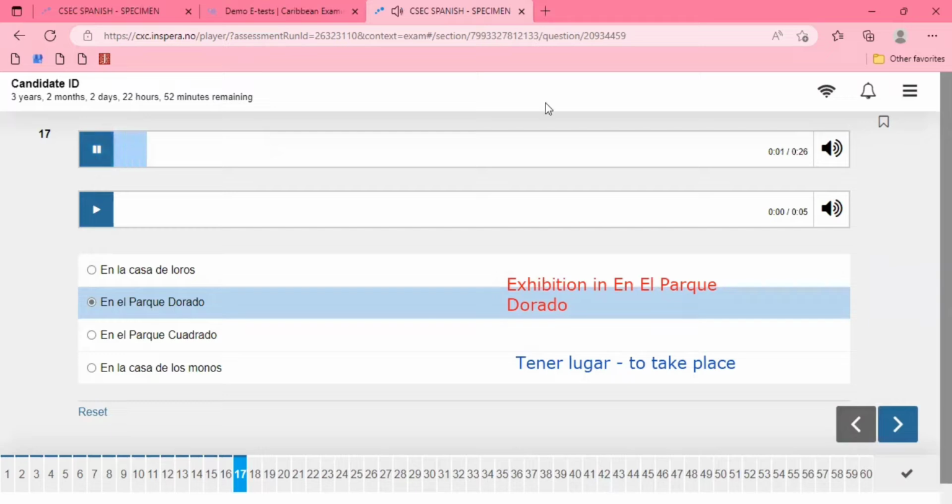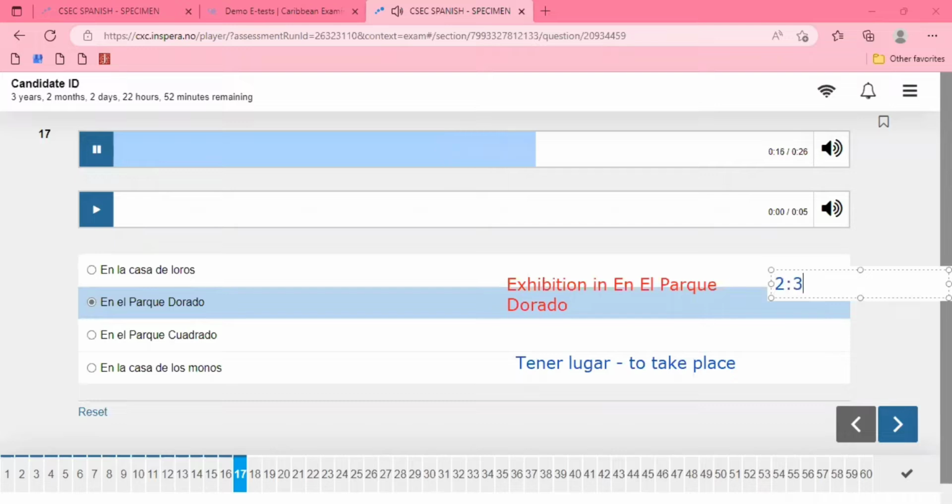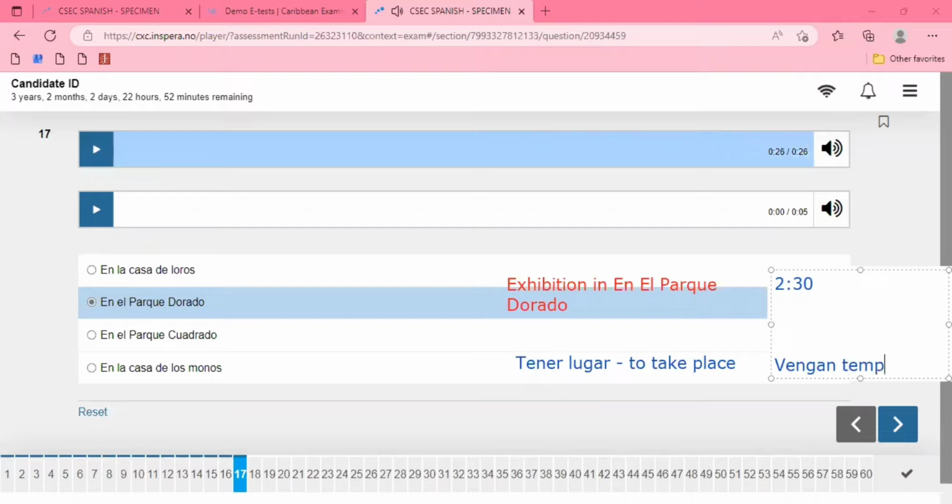First selection. Damas y caballeros, nos gustaría informarles sobre la exhibición que tendrá lugar hoy a las 2:30 en el Parque Dorado, al lado de la Casa de los Monos. Por favor, vengan temprano, diviértanse y después podrán continuar mirando el resto de los animales.